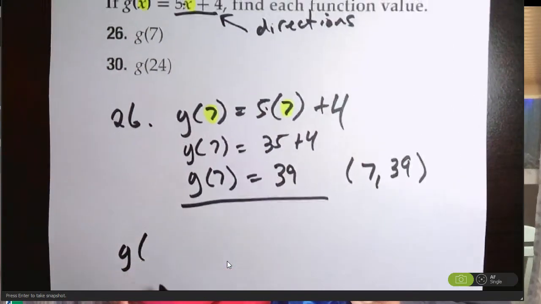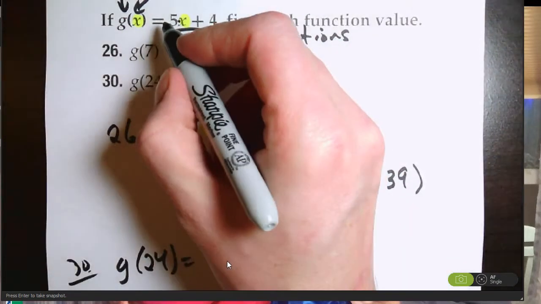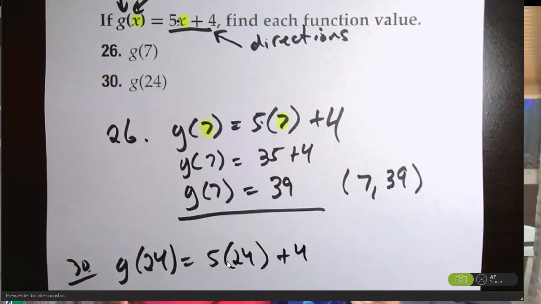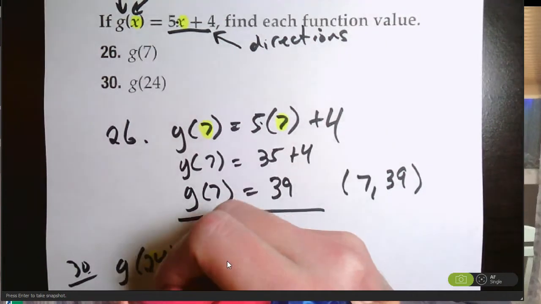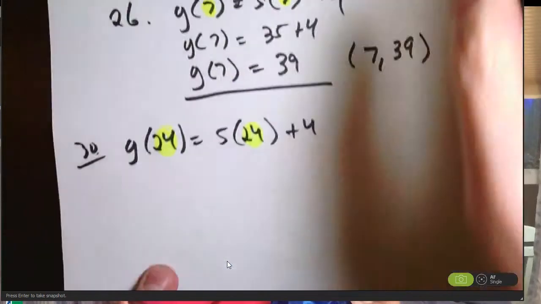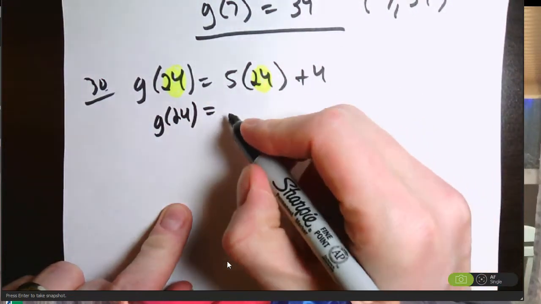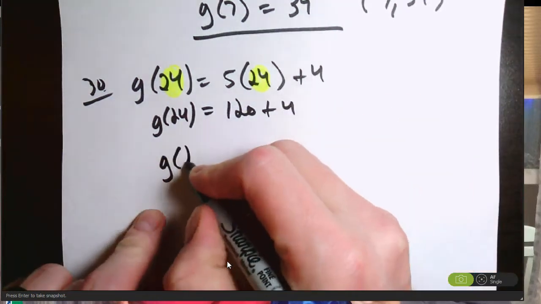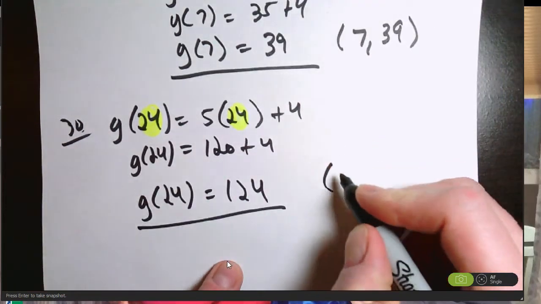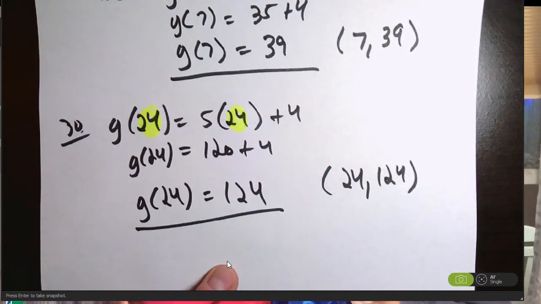Then you do the same thing for number 30. It's just g of 24 this time. So it's 5 times 24 plus 4. Again, whatever's in here should be right there at that x. And then it's just a matter of finishing out the problem. 5 times 24 is 120, plus 4 is 124. Again, if I wanted to, I could write this as an ordered pair. When x is 24, I get 124 for g, or y, if you want to think of it that way.